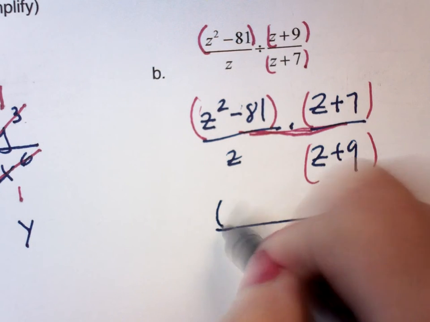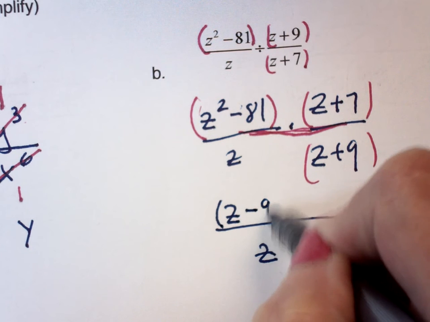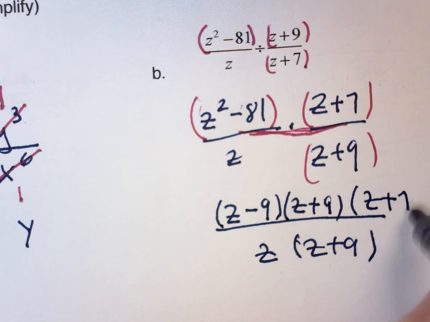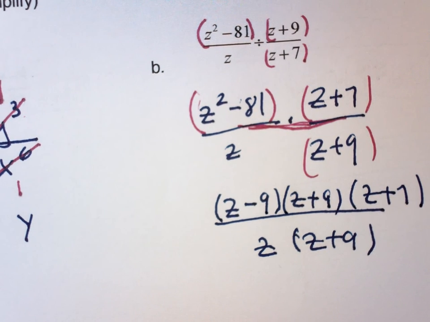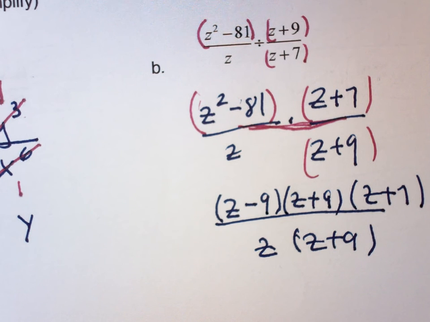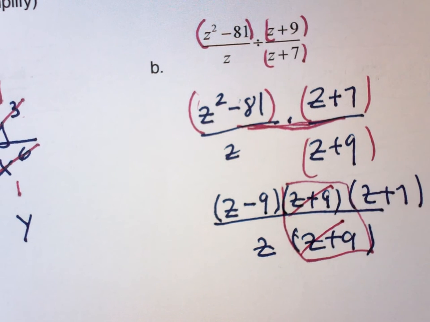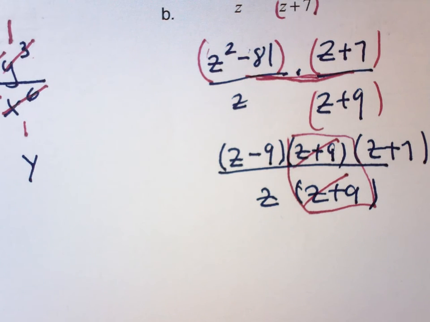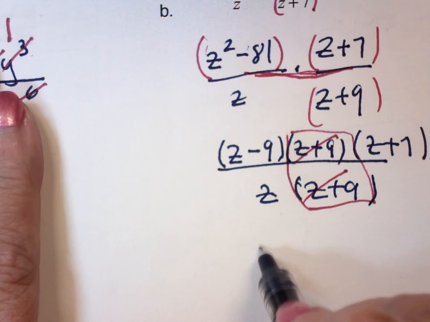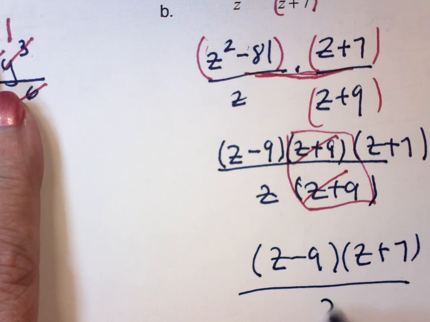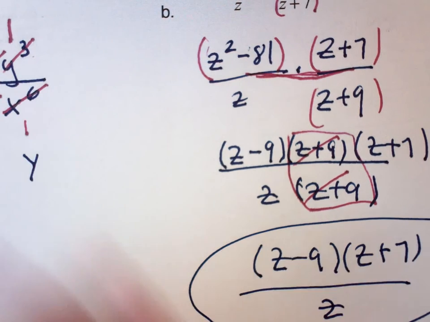And here is difference of squares. Z minus 9, z plus 9, z plus 7. By the way, I put a bar through my z so I don't confuse myself with 2's. This forms a 1. Do you see anything else it reduces out? Anything else reduce out? No. So you're left with z minus 9, z plus 7 over z. And I'd leave it that way.